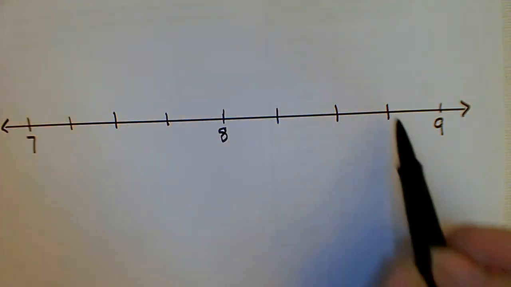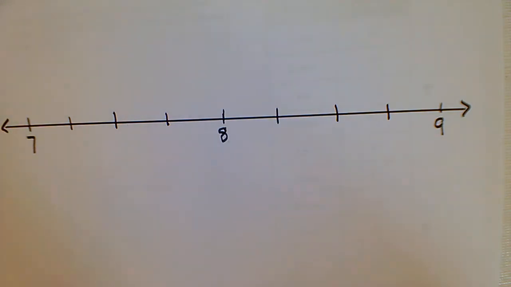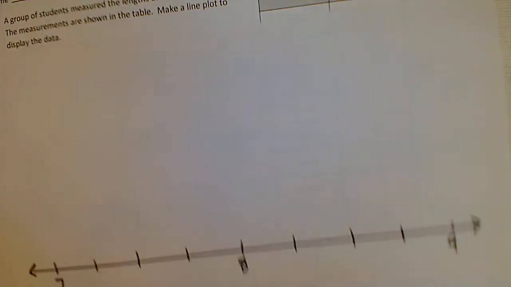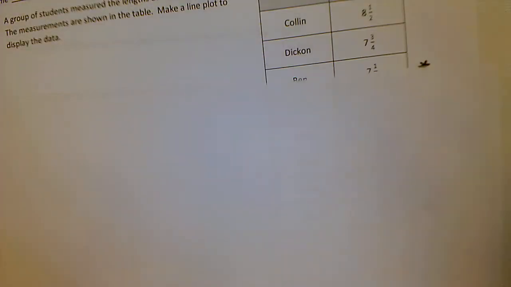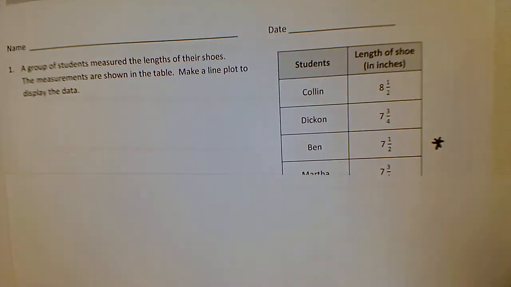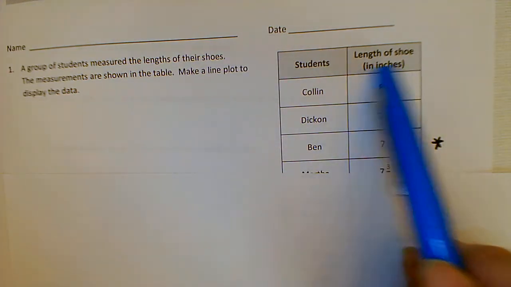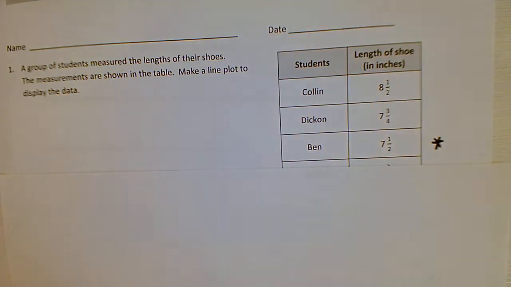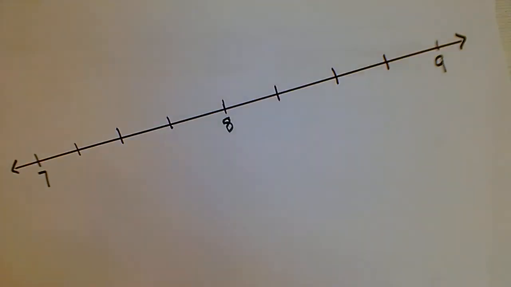Now, when you do a line plot, you're not going to be putting dots on here. Instead, you're going to be placing X's above the line. But before we do that, we need to do some labeling. We can't just leave it like this. We need to label what's going on our graph. So below the line is where I'm going to write what this line represents. And this line represents, oops, things are going to be moving around a lot today, the length of shoes in inches. So let me write that down here.